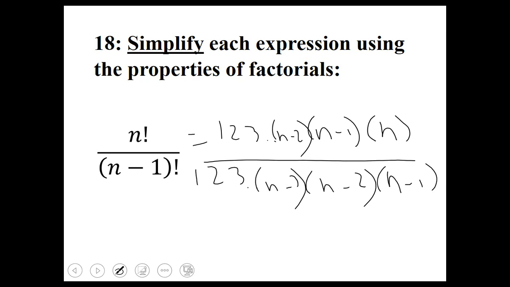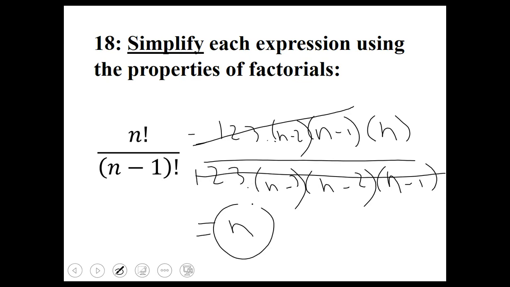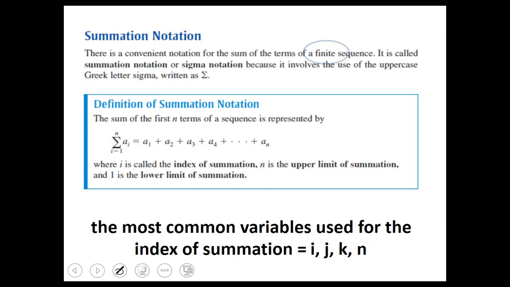You'd then be looking to cancel out all of the overlap, which would be everything from 1 through n minus 1 on the top. That would cancel out the entire bottom, which means all you would be left with is n on the top. So to finish us off, we are going to go back and talk about summation notation.